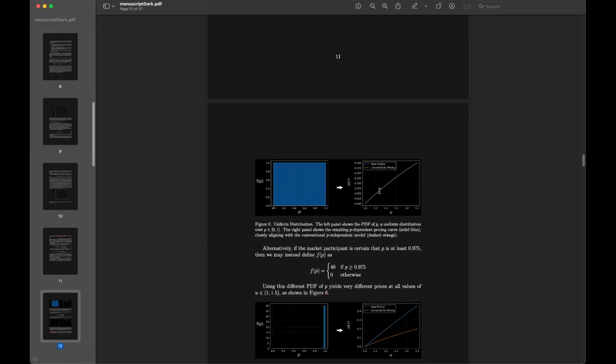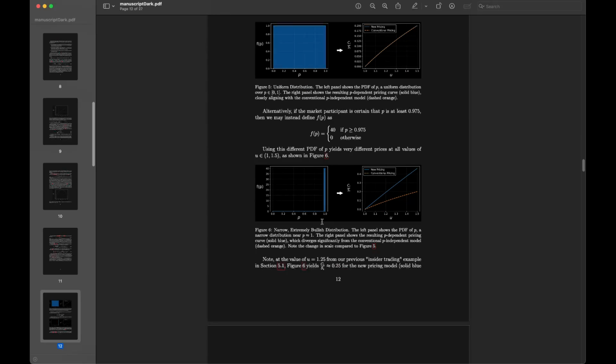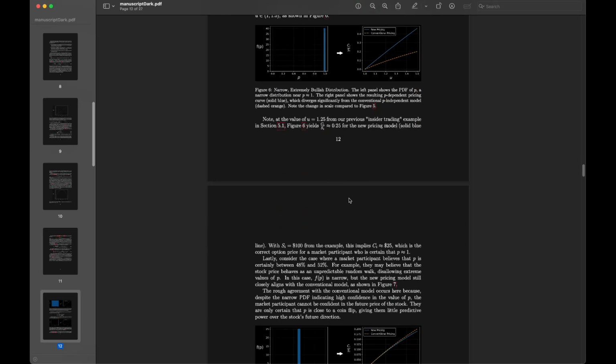And if you have a uniform distribution, it perfectly agrees with the old model. If you believe that the stock is almost sure to go up, so you think P is almost exactly 1, here you're 97.5% sure or more that the stock is going to go up. So you can see the deviation: the new model prices the option way higher than the old conventional model, because you're almost sure that the stock is going to go up, and we're talking about a call option here. So obviously a call option increases in value if the stock is going to increase in value.